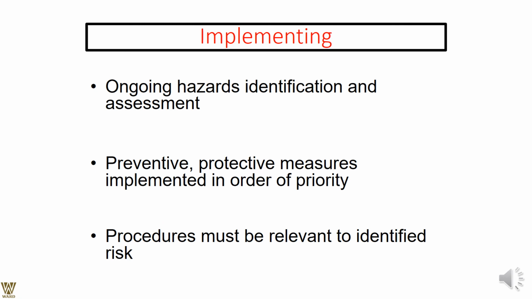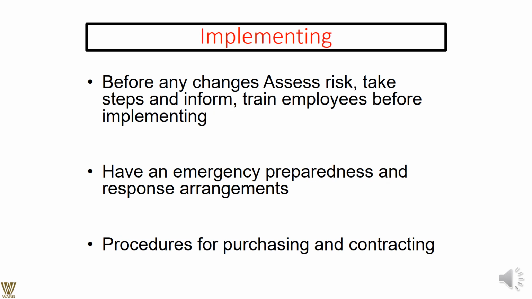Let us talk about the implementation of identifying hazards. This is very important in terms of preventive and protective measures implemented in order of priority. Procedures must be relevant and identified altogether. Before any changes, assess risk, take steps, and inform employees before implementing. Have an emergency preparedness response arrangement. This is what we are looking at. Procedures for purchasing and contracting are of vital importance.